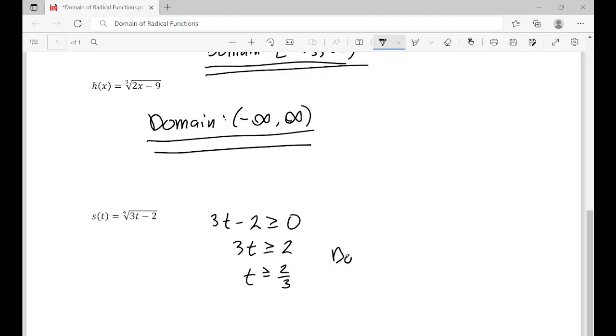So that means the domain is just going to be 2 thirds to infinity. Just remember, any even index, set what's underneath it greater than or equal to 0. Any odd index, it's always going to be negative infinity to positive infinity for the domain.